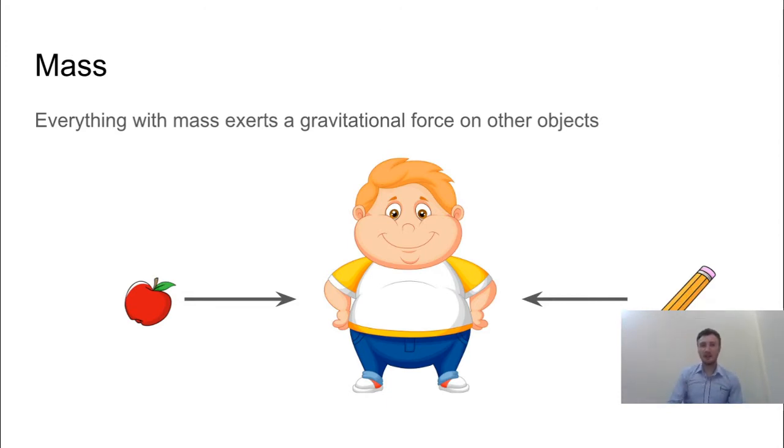So what about the pencil and the apple? So we said that everything with mass exerts a gravitational force. So does that mean that the apple is pulling the boy towards it, even though it's so much less mass? Actually, yes. So the apple is pulling the boy towards it. It does have this gravitational pull on the boy. It's just really, really tiny. You never notice it. And the same with the pencil.